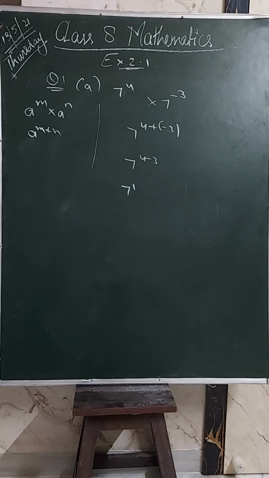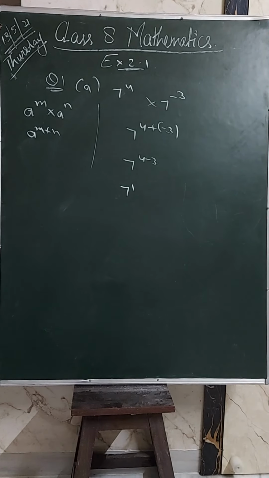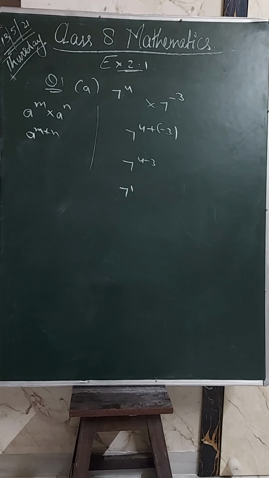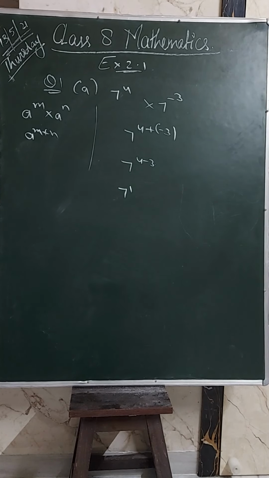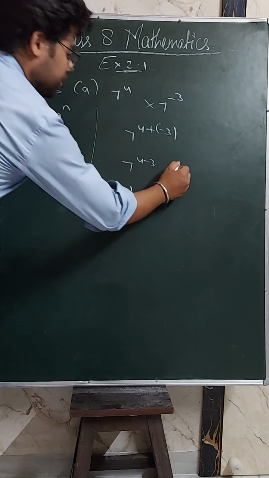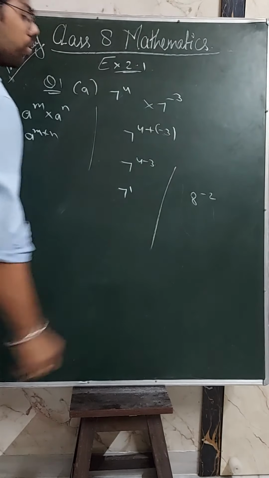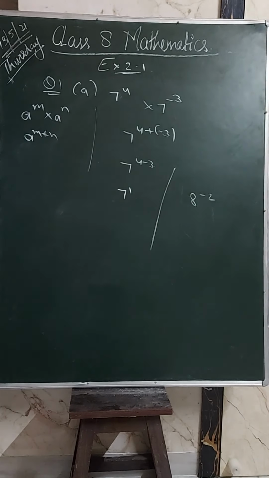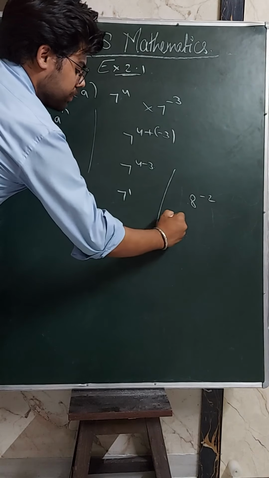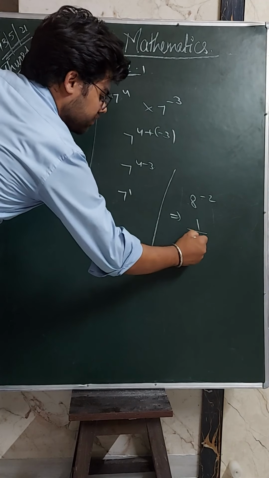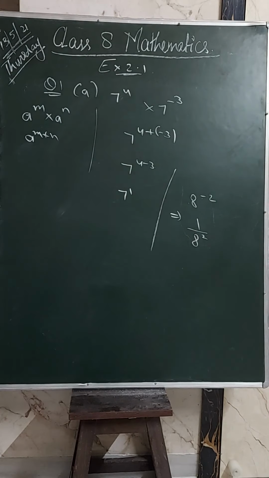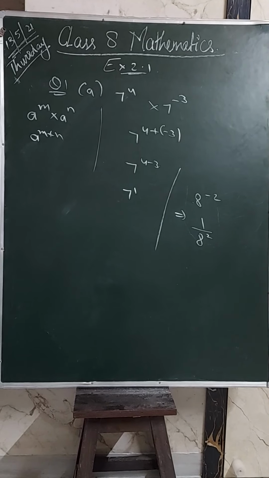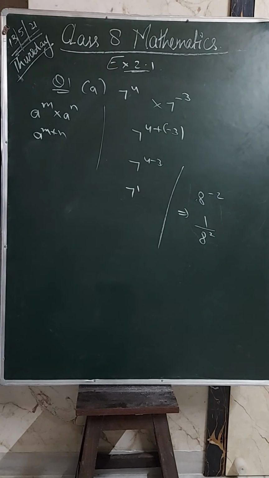Now the second part, do it the same way: minus 6 plus 4. Minus 6 plus 4 is what? Minus 2. So 8 power minus 2 is the answer. Or you can write it in positive form also. How can we write it in positive? It will be the reciprocal, 1 upon 8 squared. Both answers are the same: 8 power minus 2 or 1 upon 8 power 2.